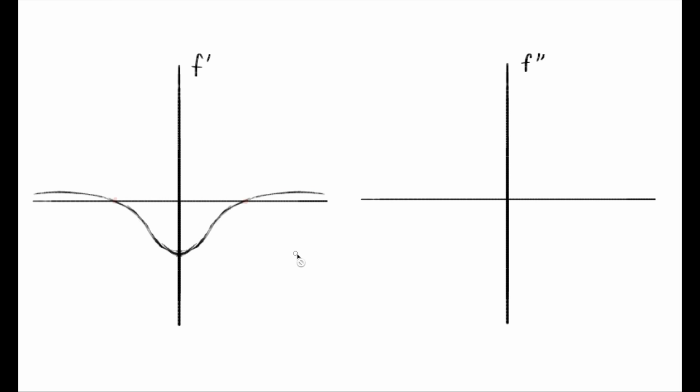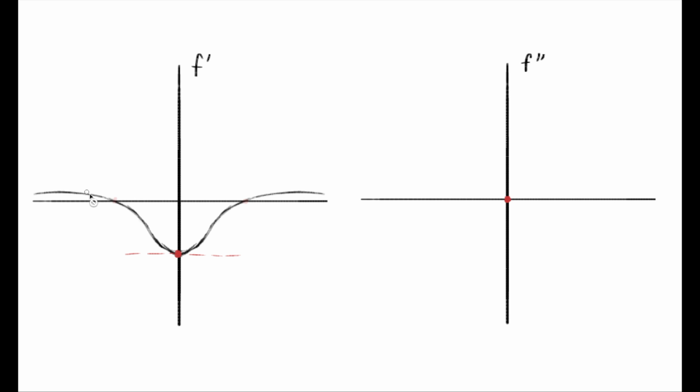So this time, let's go from f prime to f double prime. From f prime, we can see that there's a relative minimum at x equals 0, which is where the slope of the tangent line is equal to 0. This means that the graph of f double prime will have an x-intercept at x equals 0.